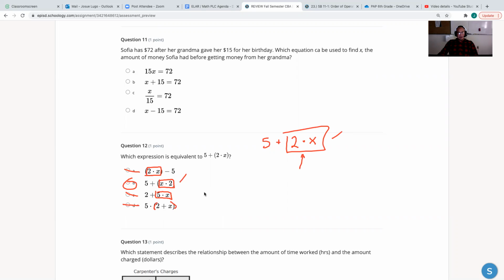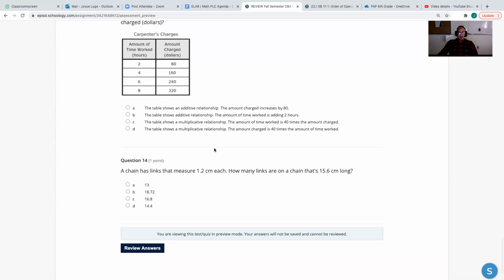Awesome. Finally, ladies and gentlemen, we have number 14. We'll do number 13 tomorrow. It says a chain has links that measure 1.2 centimeters each. So we're going to have several links. I don't know how many, but it's going to have all of these links. And we know that each of those links making up this chain is 1.2 centimeters, and the chain keeps on going.